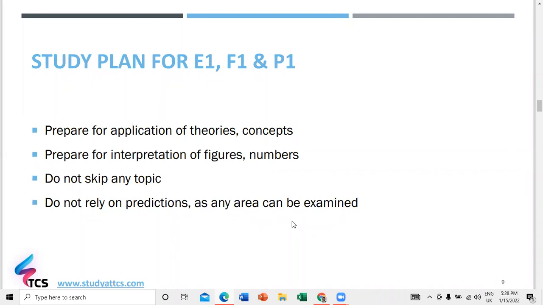I've seen tutors providing predictions as well. Don't rely on predictions, because when you are working within an organization, you can't predict what type of work allocations or responsibilities you would have to carry out. That's exactly what's being replicated in your real exam. So don't rely on predictions. It makes no sense.